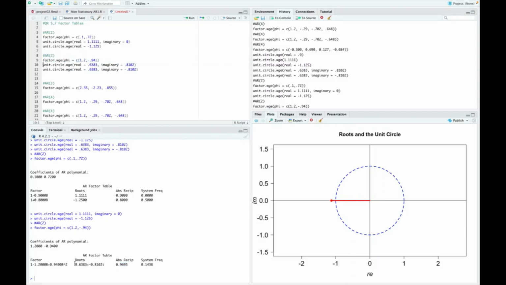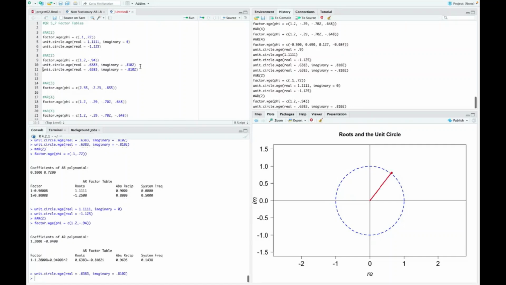So the real part here is 0.6383, 0.6383. The imaginary part is plus or minus. So one of them is plus 0.8102. If I run that, then we can see that this is just outside the unit circle. That was that 1.03-ish when we looked at the modulus of that.